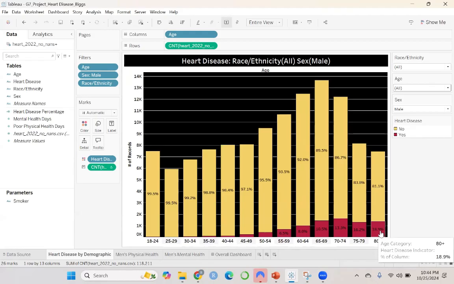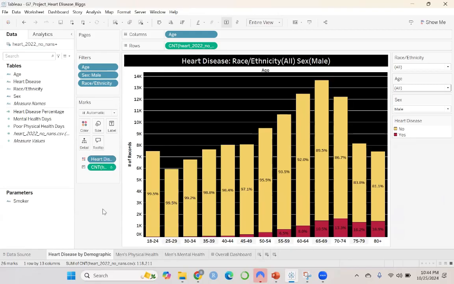I guess to show a quick example, if you're 80 plus, this is for men. They were showing 18.9% of them had heart disease, and 81.1% of them didn't. And so you can easily tell the trend here.